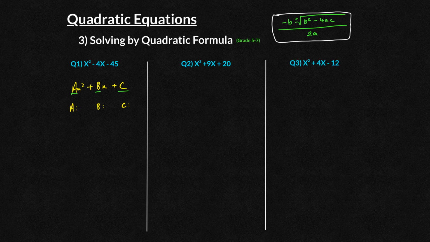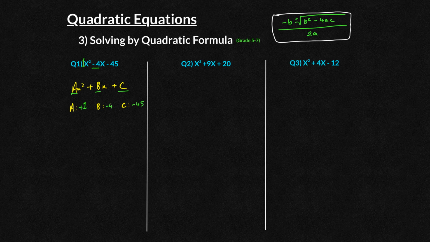So a, it looks like there is nothing there. When there is nothing there, that means it's a 1. So a is positive 1, and you'd know if it was negative because it would have negative x squared. But a is positive 1. Now we look at b. b is negative 4. Not 4, it's negative 4. Remember, always look to the left of a number and see whether it's a positive or a negative. So b is negative 4, and c is negative 45.